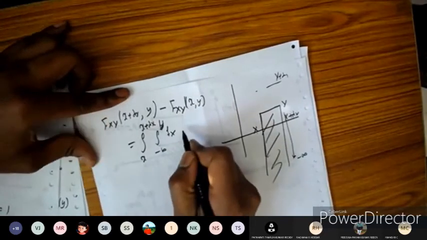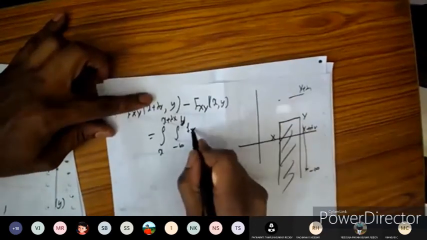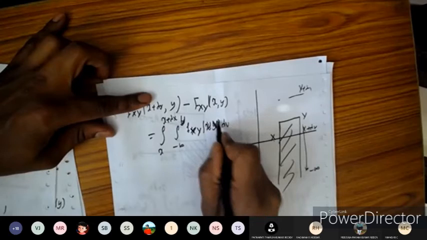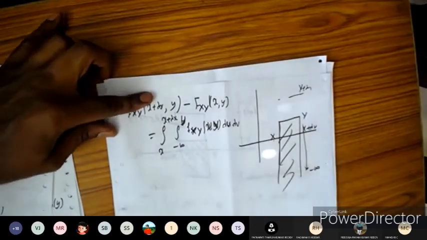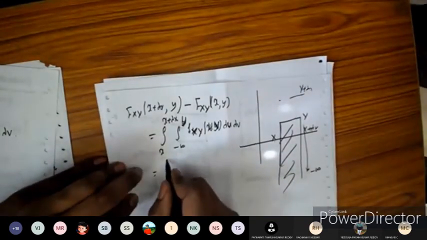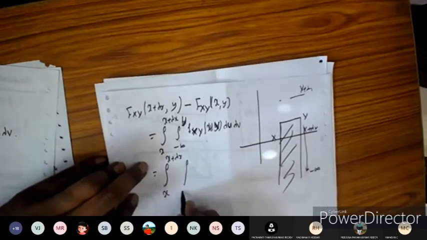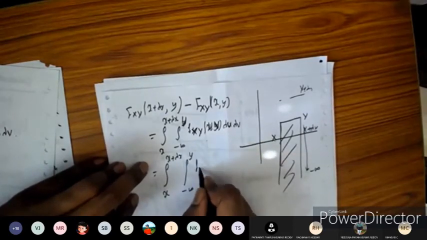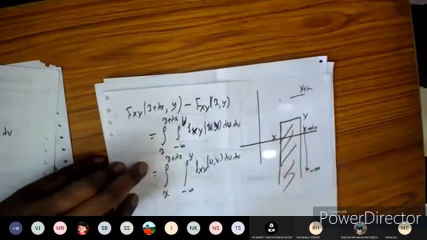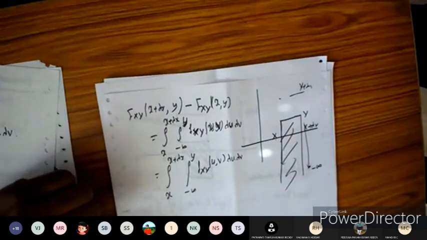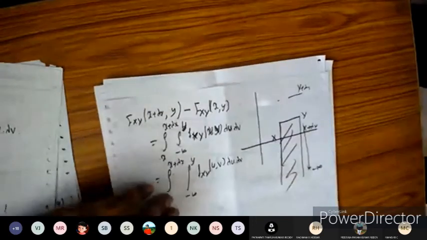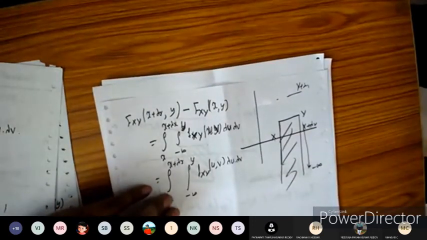So it is fxy of x comma y into du into dv. I'll rewrite it as the integral from x to x plus dx, the integral from minus infinity to y, of fxy of u comma v into du into dv. So by subtracting that one we are able to obtain that area.